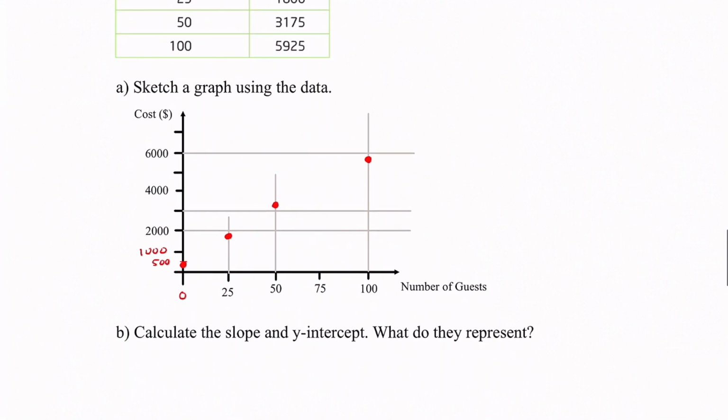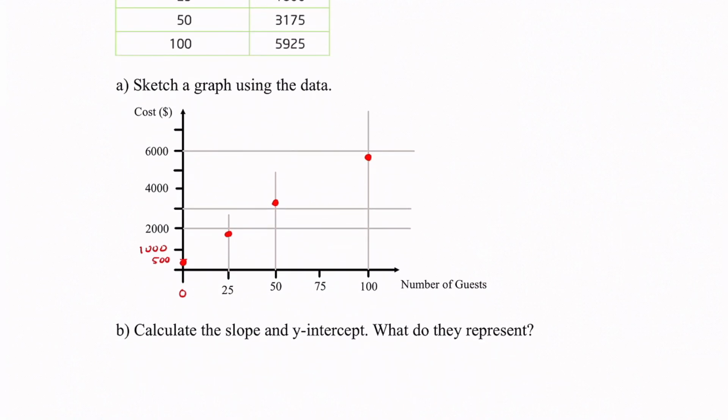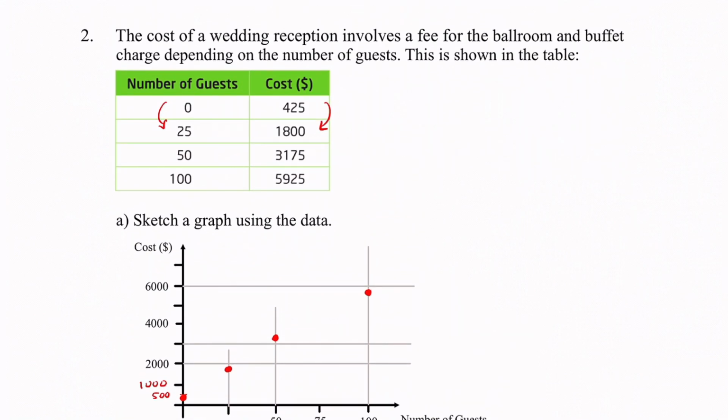Looking at part B, it says calculate the slope and the y-intercept, and it also asks, what do they represent? We could use these points to find our slope, using y2 minus y1 divided by x2 minus x1, as we've done before. But I can show you another way. We're going to take these different changing values. Each time on this side, it goes up by 25, and on the right hand side, to get from 425 to 1,800, it added on $1,375. Then it continued with that.